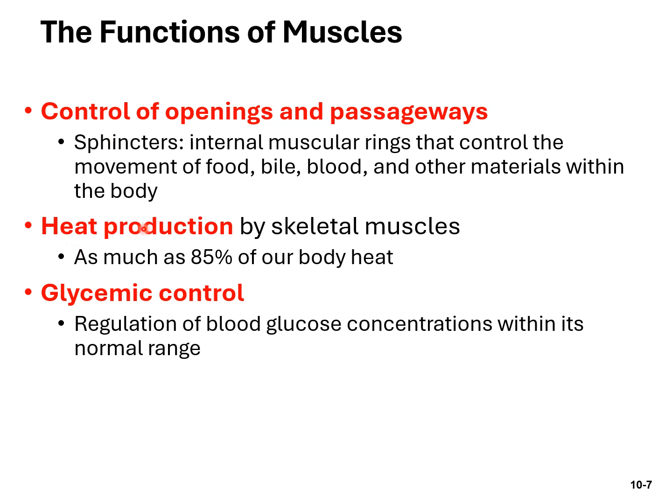Also for heat production. If we start to shiver, we're going to start producing most of our heat. When we start to shiver, because there's blood supply in the muscles, it's going to heat up the blood. So that's why heat production is very important for muscles. And also glycemic control. It regulates blood glucose concentration within its normal range. You might not think about it so much, but because glucose is used for ATP in all of the mitochondria we're going to talk about with muscle fibers, muscle is able to have direct control over blood glucose.